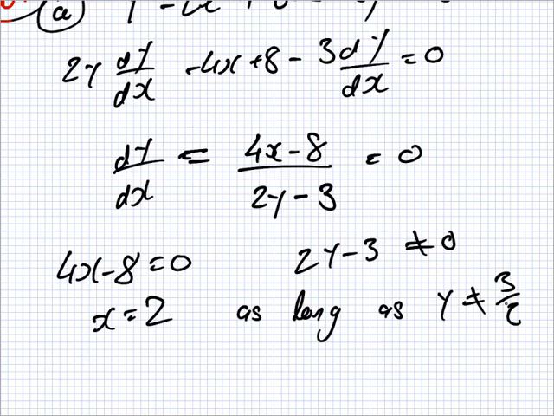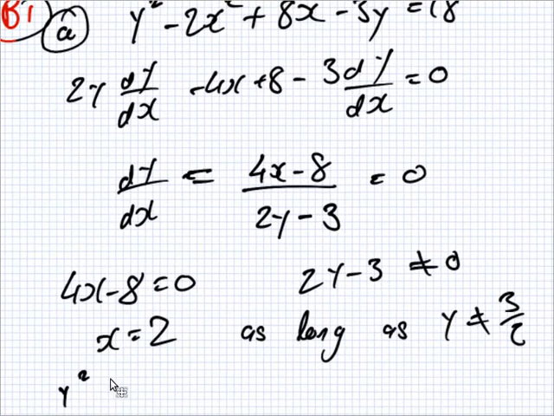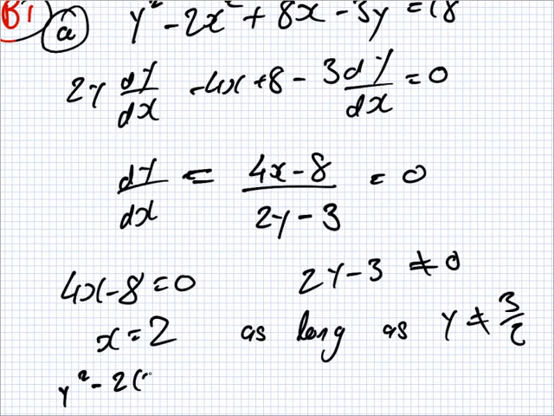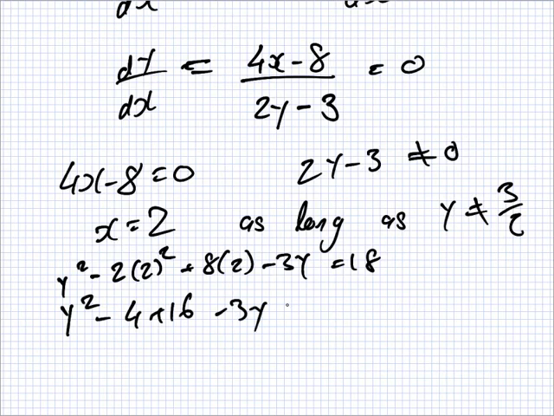And the last part is to get to y. So as long as we don't get 3 over 2 as our answer, we're good. So y squared minus 2x squared plus 8 times 2 minus 3y equals 18. So we're just looking to get the y, that's all. So we have y squared minus 4 plus 16 minus 3y equals 18. So y squared minus 3y, that's a 2, minus 6 equals 0.